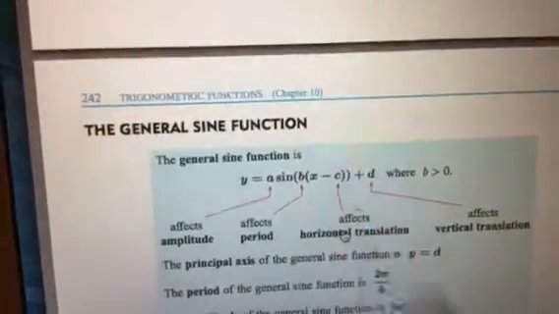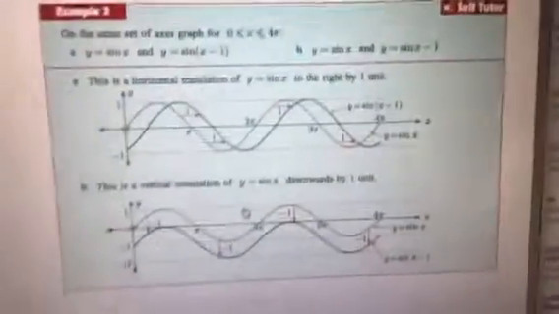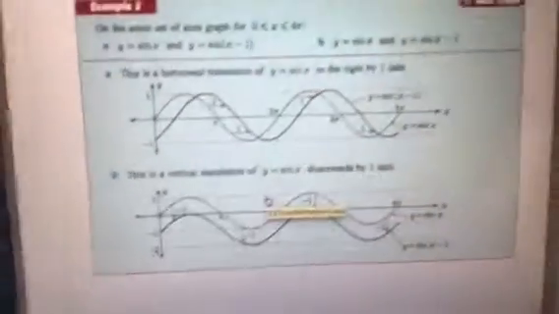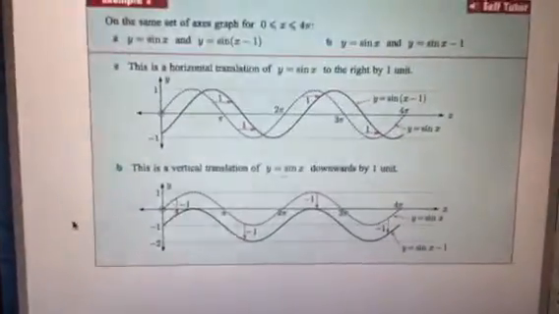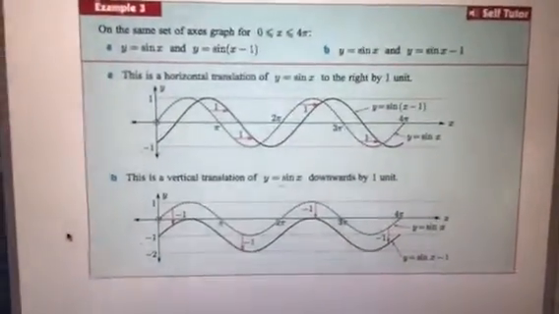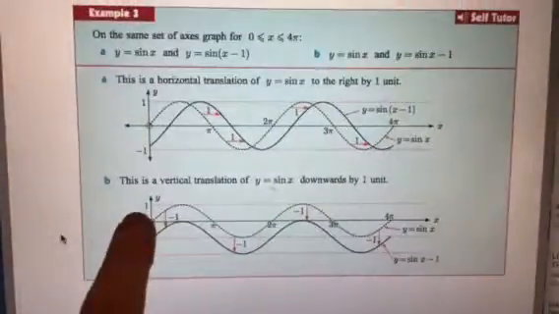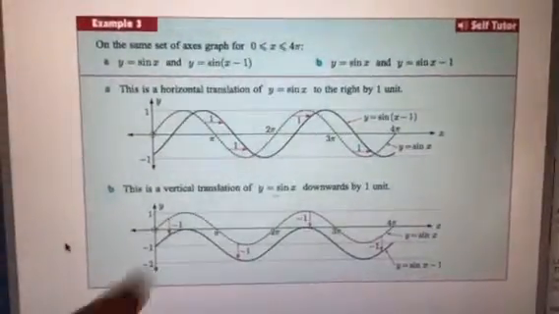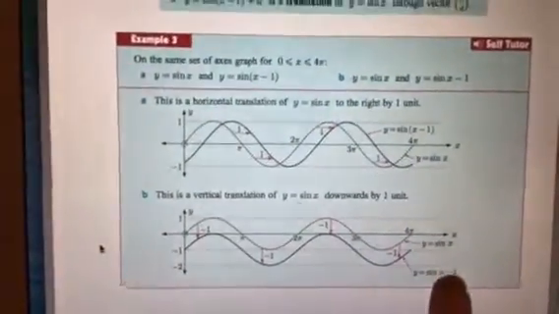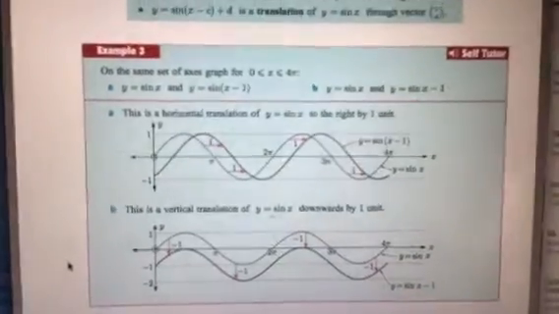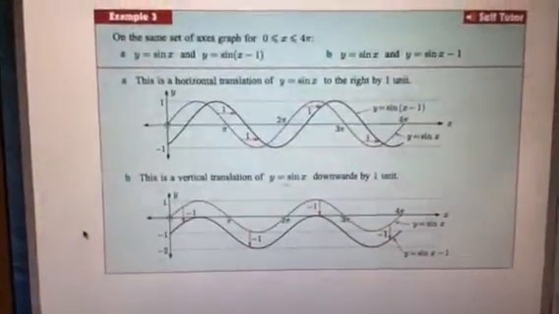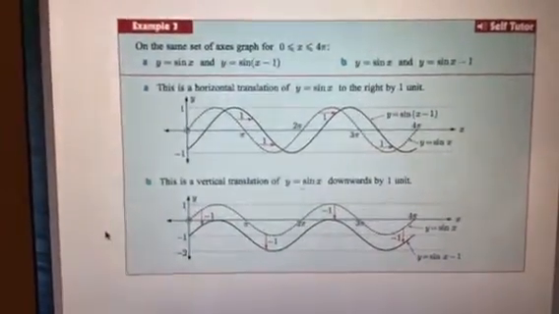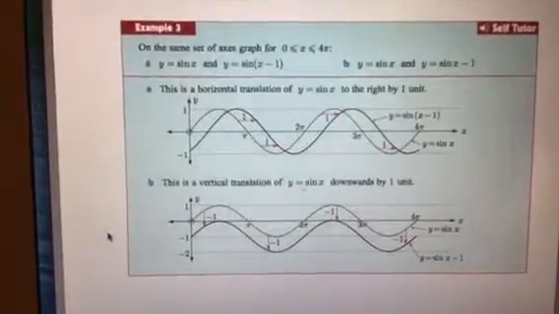So C here, which affects horizontal translation, is -1. If you want to move to the right, you subtract 1, and if you want to move to the left, you add 1. And then there is, for B, a vertical translation downward by 1 unit. Again, the dotted line is the regular sine curve, and the solid line is the translated version. So here you can see that -1 took the place of D, which affects vertical translation, and -1 was used to take the curve downwards 1 unit, and if we had wanted to take the curve upwards by 1 unit, we would have added 1.